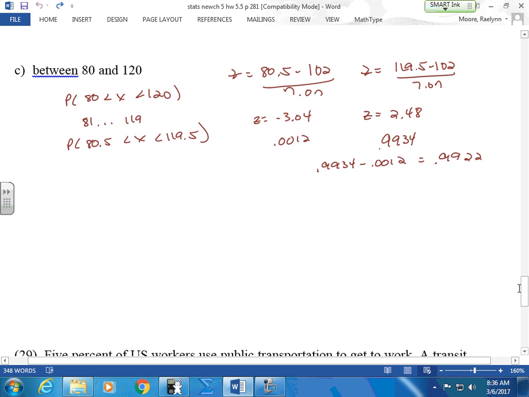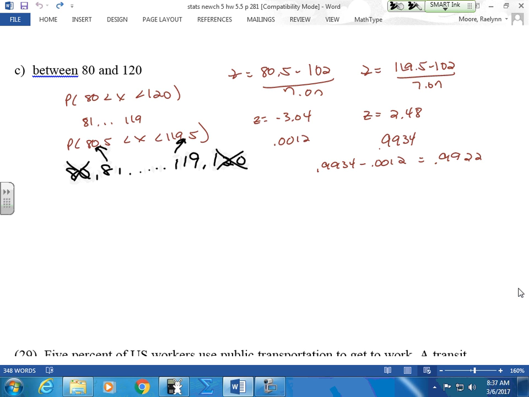And here's an in-between. Now, be careful with the in-between. If the between says inclusive, then I'm including those numbers. If it says between, then you're not including those numbers. So start like this. And I say, if I'm between, can I use 80 and 120? No. So I take this guy, I drop it down. I take this guy, I raise it. And again, you have to do your Z-scores for both. You have to subtract your areas and give me an answer.